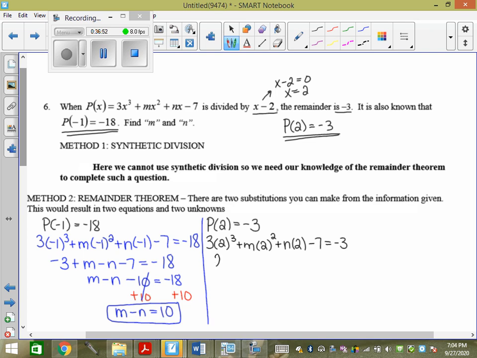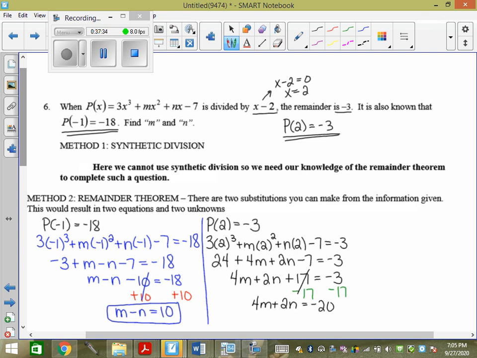2 cubed is 8. 8 times 3 is 24. 2 squared is 4 times m is 4m plus 2n minus 7 equals negative 3. Now 24 minus 7 is what? We're going to get 4m plus 2n. 24, take off the 4 is 20, and then take off 3 more is 17. And then I'm going to subtract 17 over. 4m plus 2n equals negative 20. Box it.